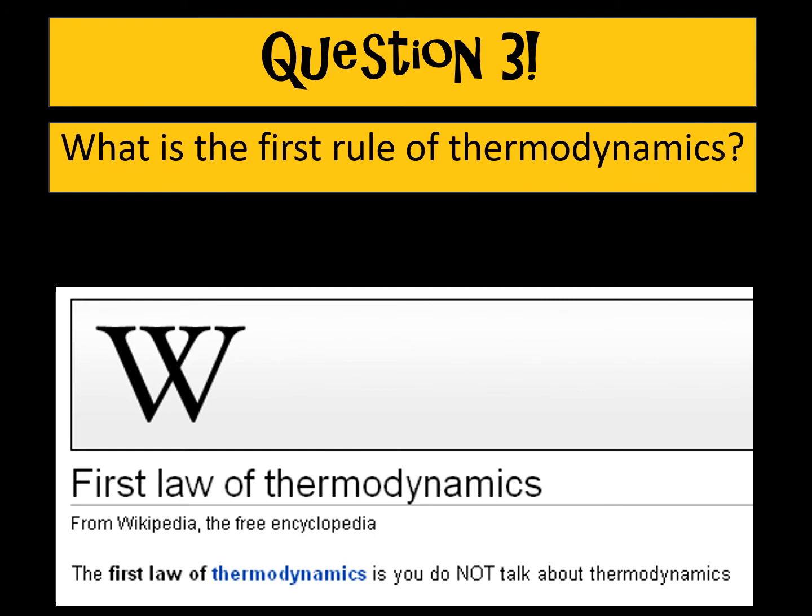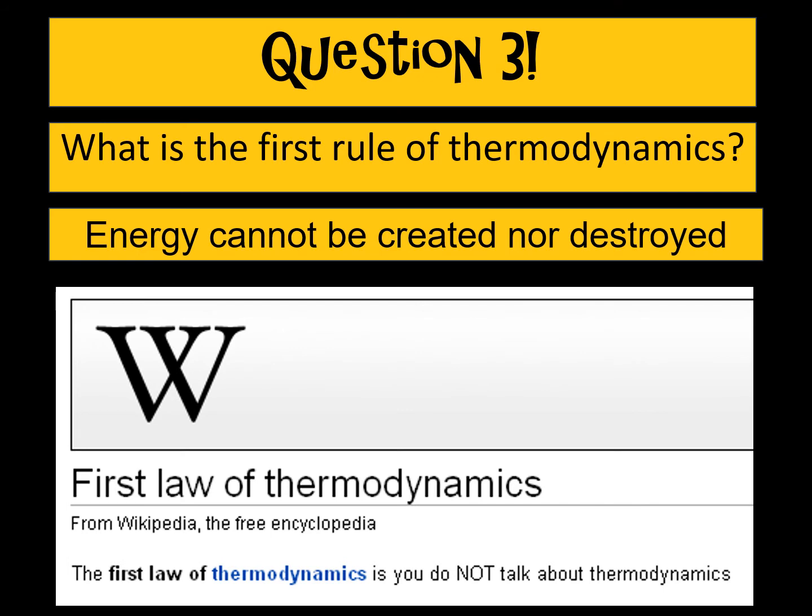All right, so that leads us to question 3. What is the first rule of thermodynamics? So you might have to think back from your AP Environmental Science class or maybe middle school physical science, but thermodynamics describe the change of energy. And so the first rule is energy cannot be created nor destroyed. So very important rule, very important law. Yes, energy can change shapes, it can change in its form, but it can never be created nor destroyed.